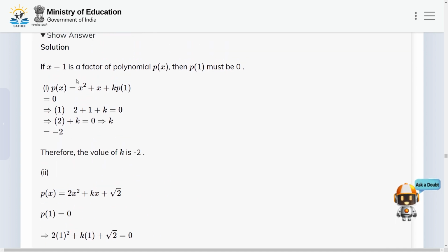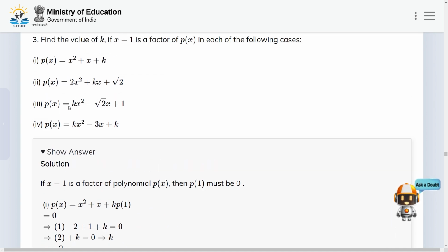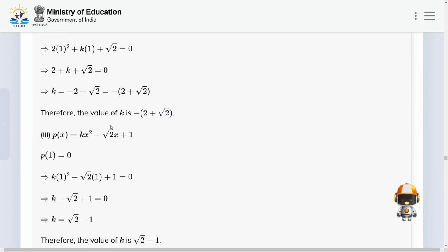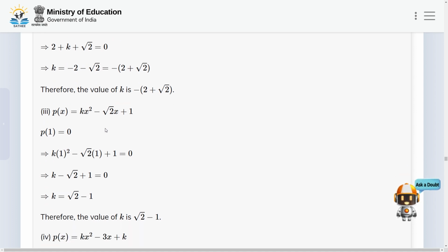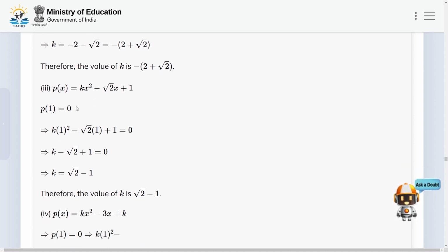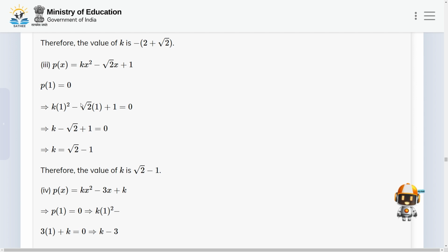And now let us find the value of k for this polynomial p of x equal to kx square minus root 2x plus 1. Here we are given that x minus 1 is a factor of this polynomial. So p of 1 should be 0. It implies k times 1 square minus root 2 times 1 plus 1 equals 0, and it implies k minus root 2 plus 1 equals 0, so k is equal to root 2 minus 1. Therefore the value of k is root 2 minus 1.